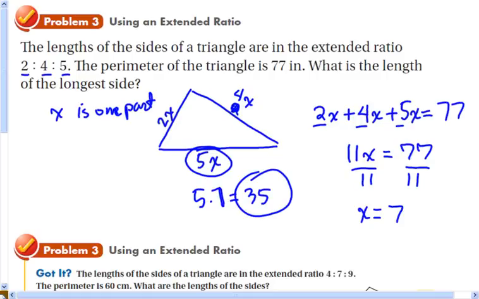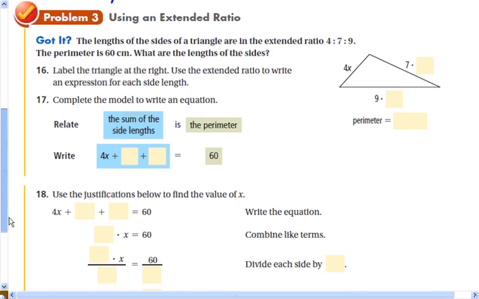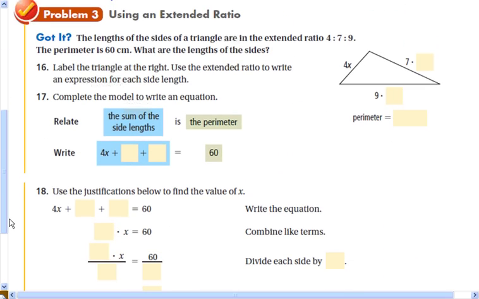And you could check the other ones by finding the other 2 sides. The one that is 2x would be 2 times 7, which is 14. 4 times 7 is 28, and of course 35, and all of those need to add up to 77. All right, go ahead and try it here. Check back with your answers.